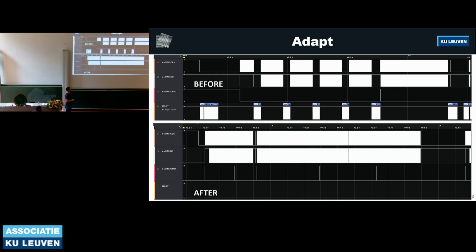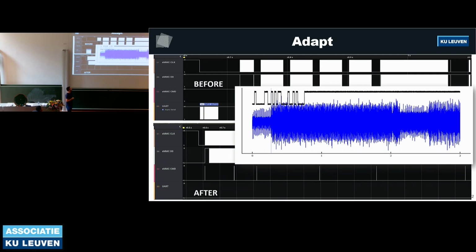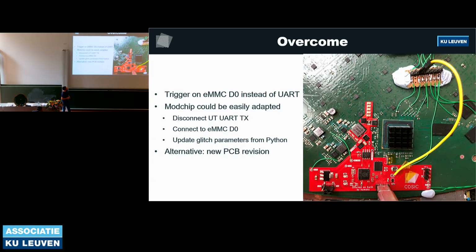I could take new captures when the dish was patched, let's say, and I had these nice side channel measurements. So I could simply retake these measurements, figure out what moment in time I had to inject the glitch again, and then trigger on one of the eMMC data lines that I could connect to from here. And then within a day, I could regain access to the terminal.